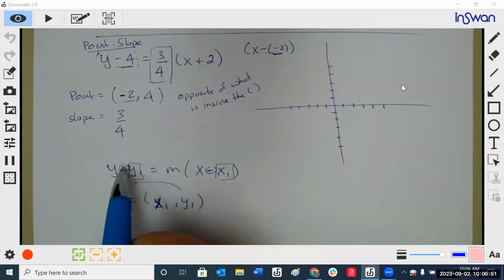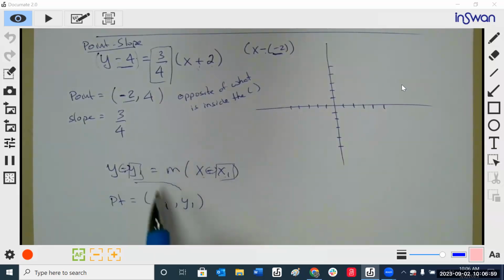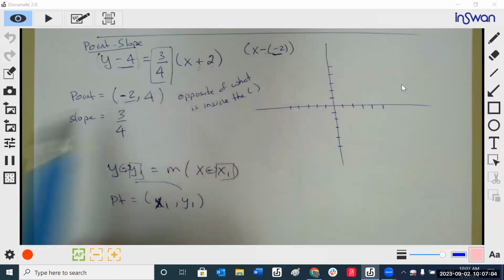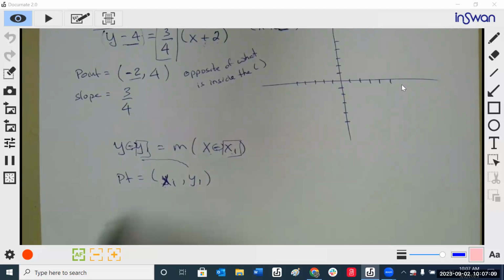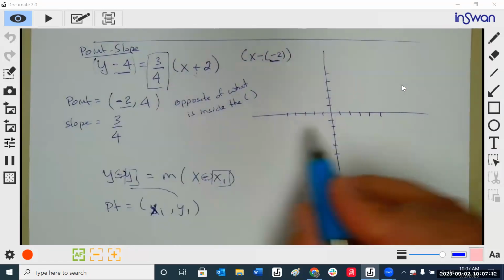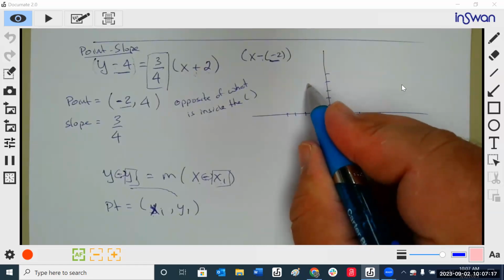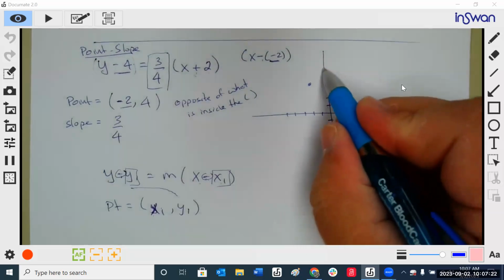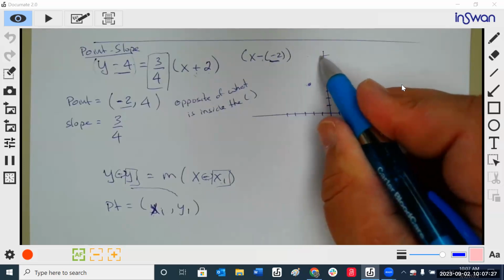Remember, the formula itself is y minus y1, x minus x1. If it changes signs, that means the number changes signs. If that's an x plus, that means the x value is negative. I'll put another one down in a second. So this one, the -2 and 4, that's our point. And our slope is from here up 3, 1, 2, 3, and over 4, 1, 2, 3, 4.